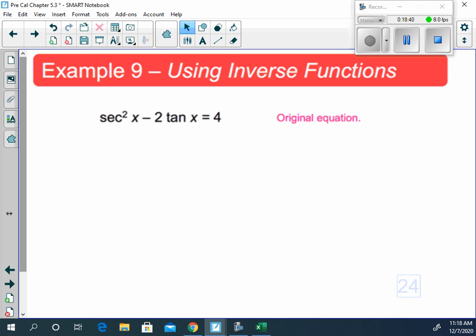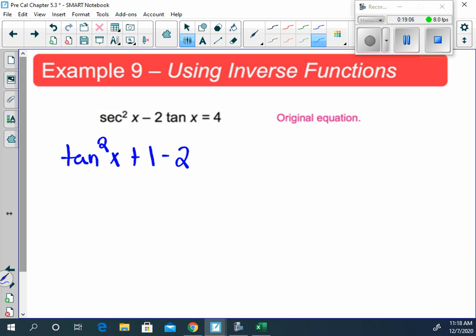Using inverse functions. So we look at this here. Secant squared minus 2 tangent equals 4. Well, secant squared is the same as tangent squared plus 1, because it's one of our Pythagorean identities: tangent squared plus 1 is equal to secant squared.